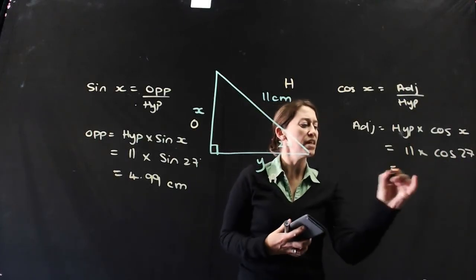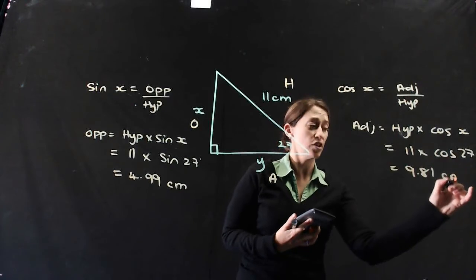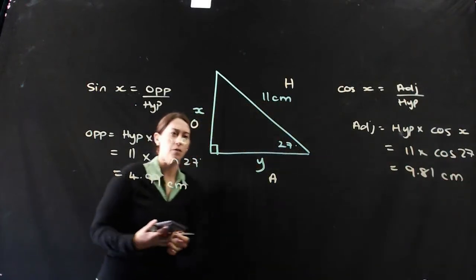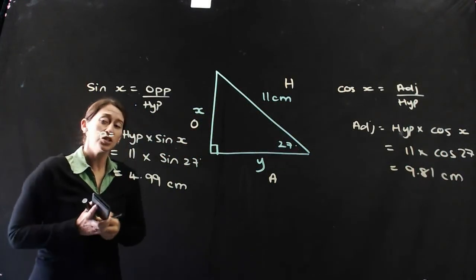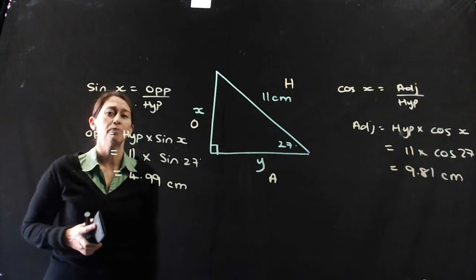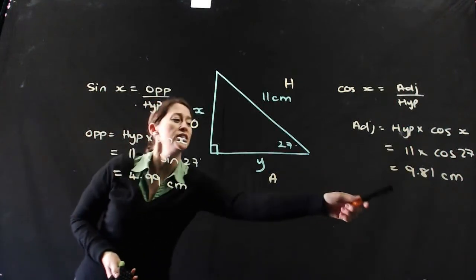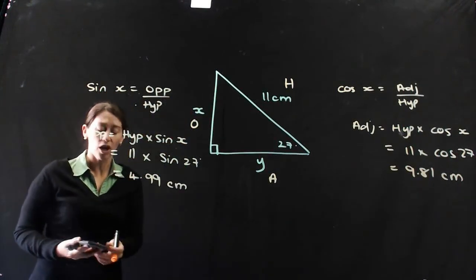And then, don't forget units, you have to say to yourself, is that a reasonable answer? Well, don't forget, the hypotenuse is the longest side on the triangle. This is shorter and this is shorter, so those answers are reasonable.